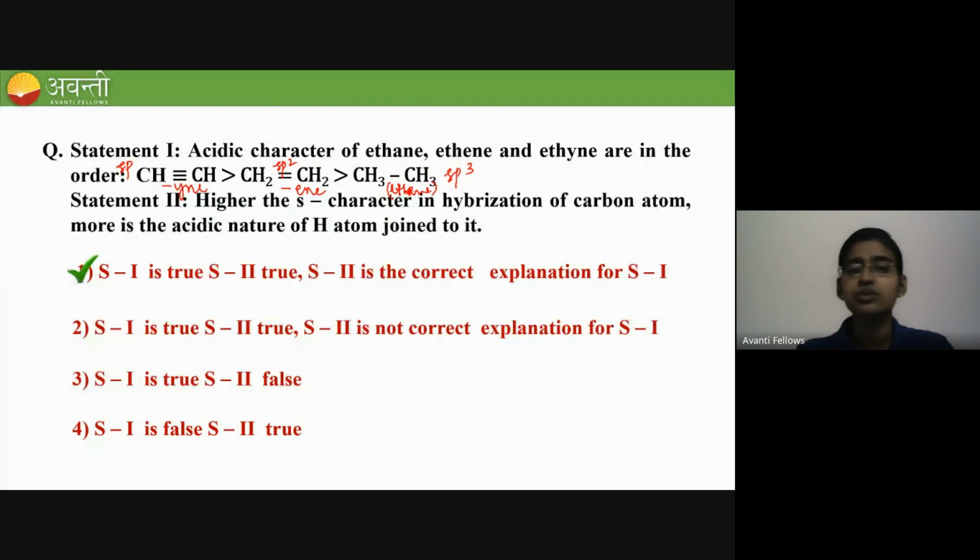Statement 1 is true. Statement 2 is true. Statement 2 is the correct explanation of statement 1. As the s character increases, acidity also increases. So that's what statement 2 says, right? So in statement 1, you can see ethyne is more acidic in nature, and also it is sp hybridized. Okay. So both are correct and 2 is the correct explanation of statement 1. Good. So we will move on to the chemical reactions of alkynes now.